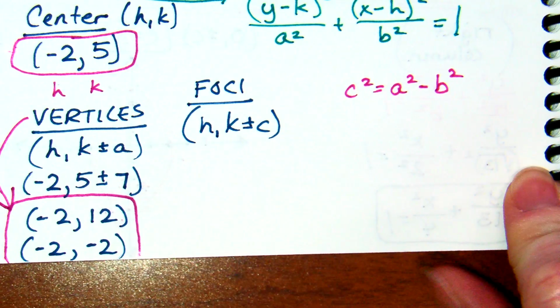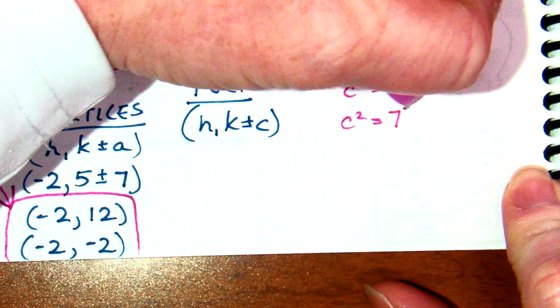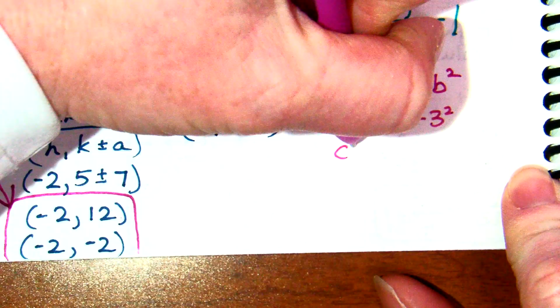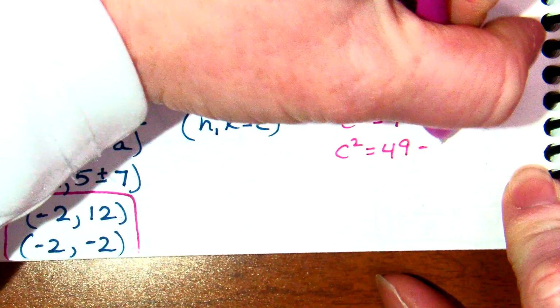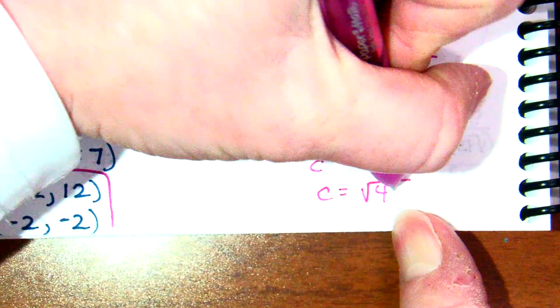Okay, C squared is what I'm trying to find. A squared, so A is 7, squared, minus B squared, so minus 3 squared. C squared equals 49 minus 9. C squared equals 40. If C squared is 40, then C is the square root of 40.